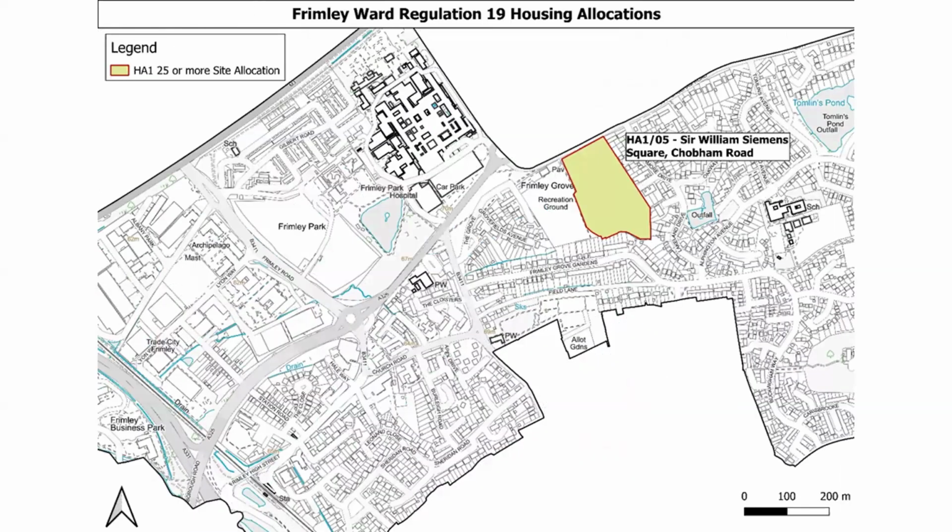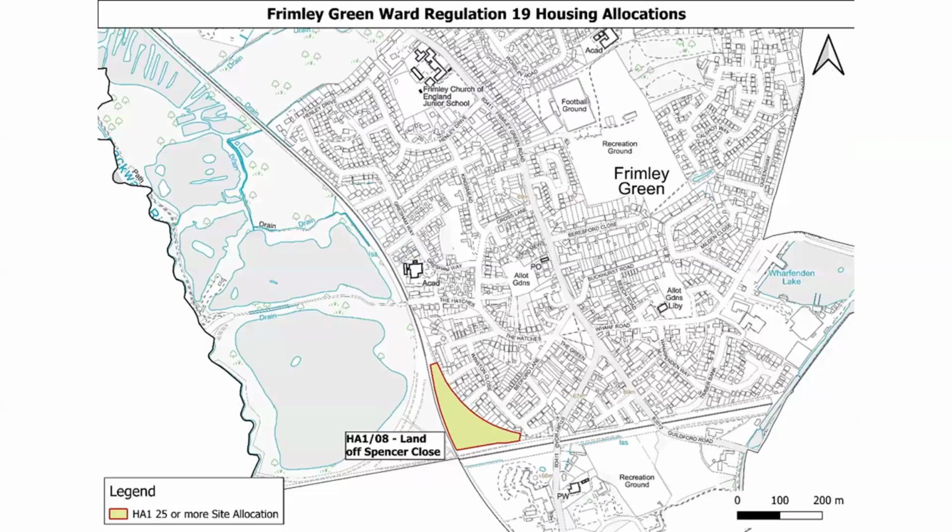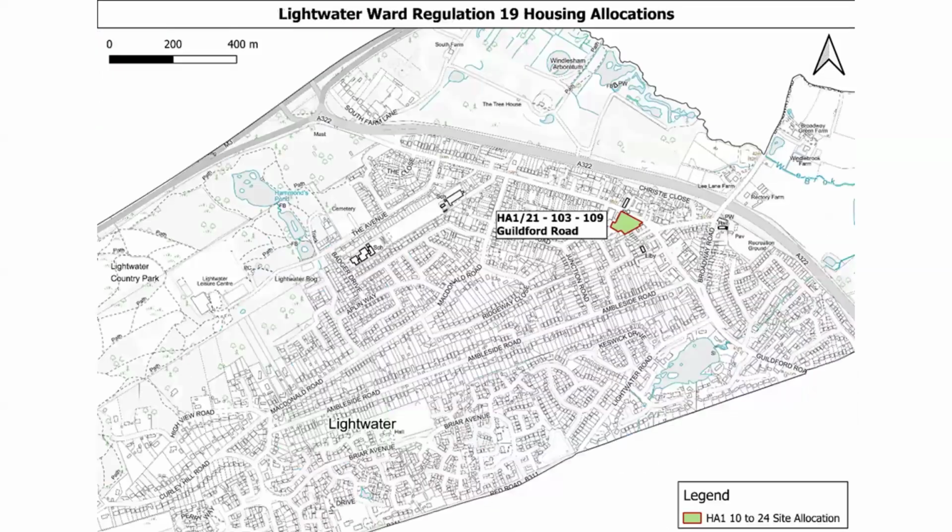We then go on to Frimley ward, which has one housing allocation at Sir William Siemens Square, and this is allocated for 170 units. We then have Frimley Green ward, which also has one allocation at land at Spencer Close and is allocated for 60 units. Moving on to Lightwater ward, there is one allocation again in this location, and that is at 103 to 109 Guildford Road, and that is allocated for 21 units.